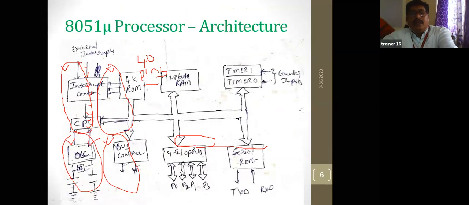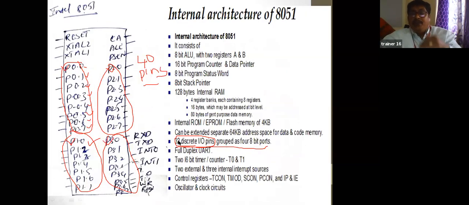See here, these are P0, P1, P2, P3. These 4, 4 into 8, each contain 8, so 4 times 8 is 32. These are 32 discrete input and output pins grouped as 8-bit ports.